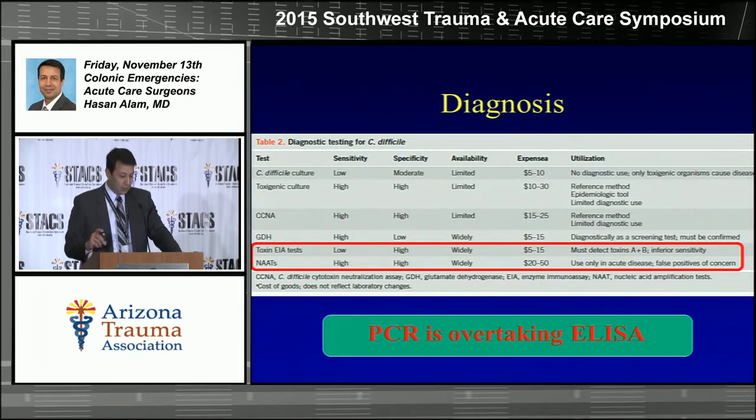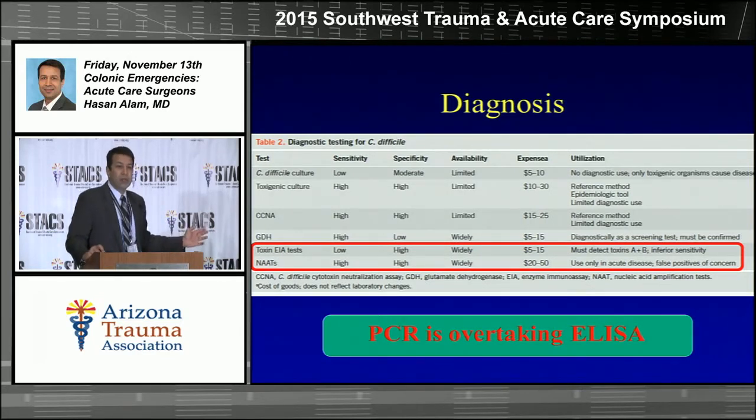The difference between the two is they're both fairly specific, but the sensitivity is really low for the toxin. The problem with the PCR is that sometimes you can get false positives. It's a highly sensitive test. You can have a few bugs in there, and you can amplify the signal, and it'll still come back positive.